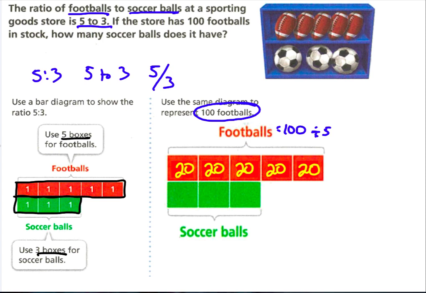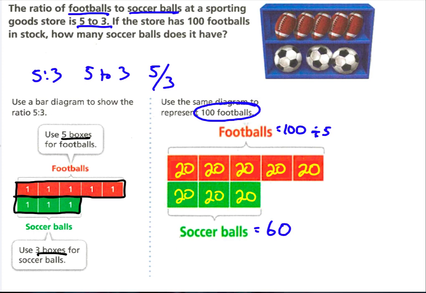Well, if each one of those is equal to 20, each of these down here is also equal to 20. Let me fix that one there. Since they're the same size boxes, there just happen to be 3 boxes instead of 5, but they're each equal to 20. So if I had 3 groups of 20 for soccer, that must have been 60 soccer balls. So I can use that ratio of 5 to 3 to help me even when there are bigger numbers involved.